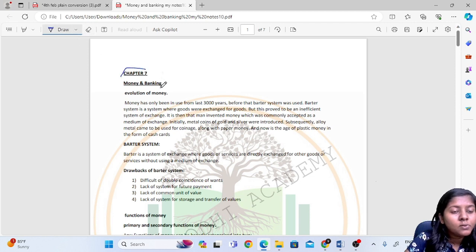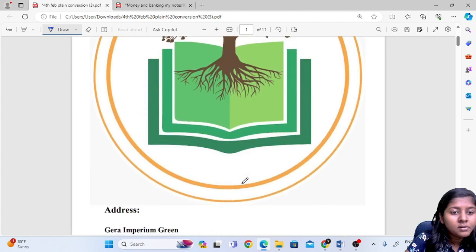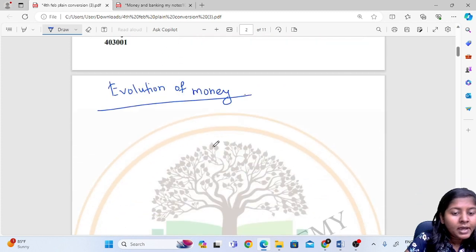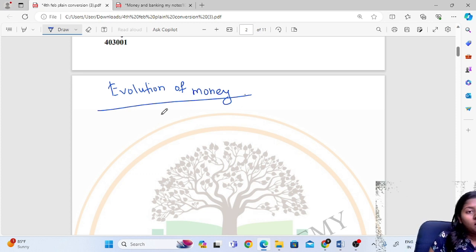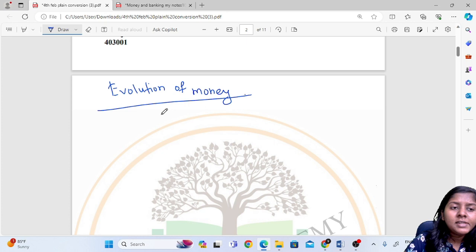Here we'll be learning about the evolution of money, and how money has evolved over different periods of time. Why is there a term called the evolution of money?